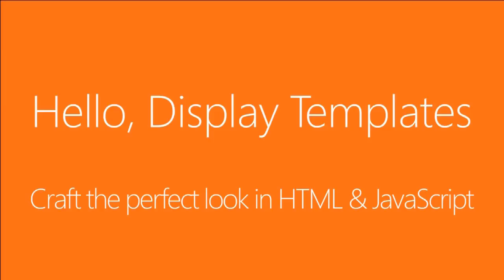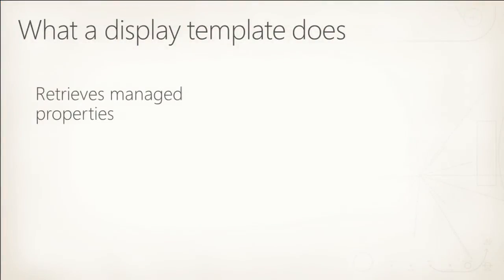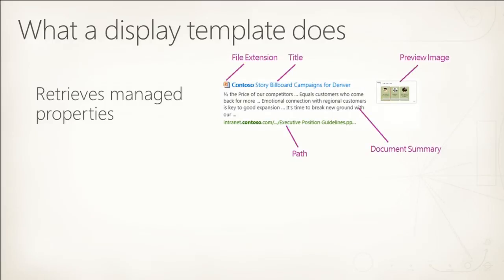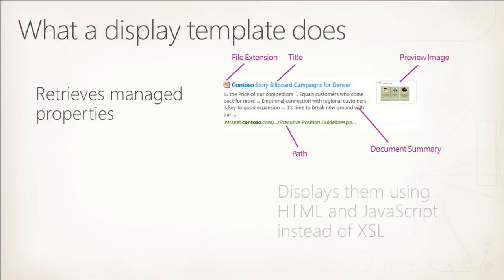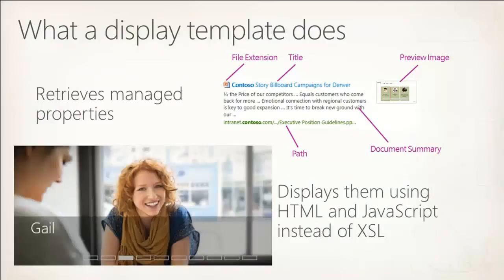So display templates basically do the following. They retrieve the managed properties that you want. So you get to specify what managed properties you want to show, and then display templates will go and retrieve those from search for you, and then they will display them using HTML and JavaScript instead of XSL. They're executed in the browser, so they allow for much richer interaction with the end user through the browser, similar to all of the web-based applications that you use every day.